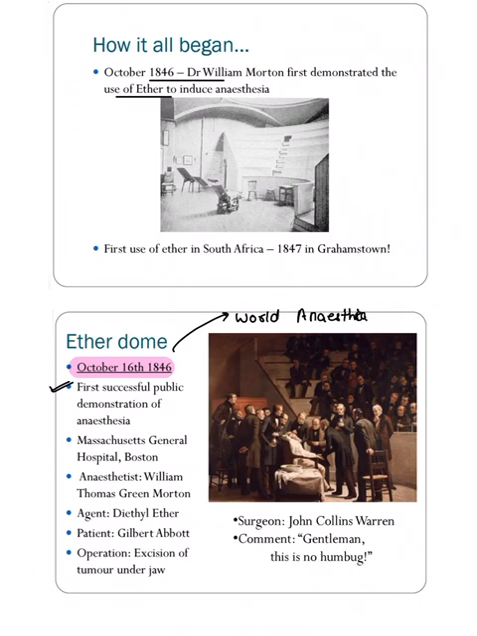Okay, so here it was done by William Thomas Green Morton. The agent was diethyl ether, guys, and it was done for jaw tumor excision. So this was the first use of ether as an anesthetic, guys. So it is celebrated as World Anesthesia Day.